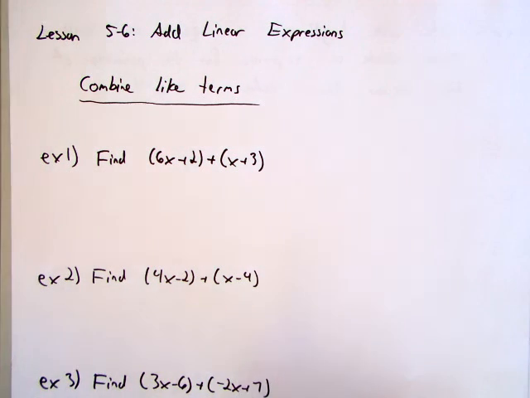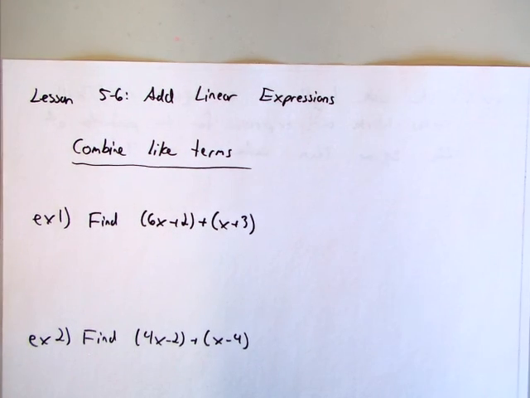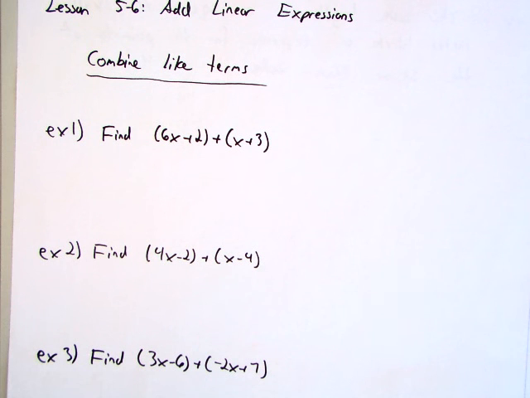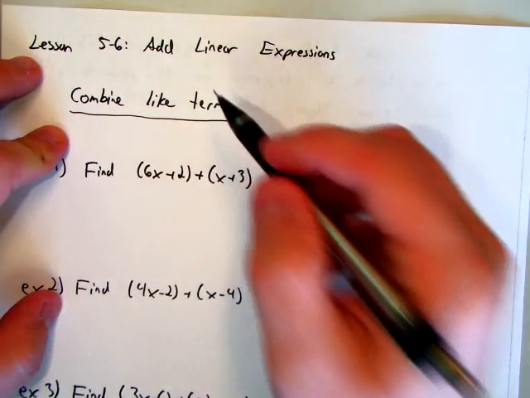All right, today we're going to be talking about Chapter 5, Lesson 6. It's called Adding Linear Expressions. So when we add linear expressions, we're going to be combining like terms, just like we did last time with Lesson 5, simplifying expressions. So when we do this, we want to combine like terms.